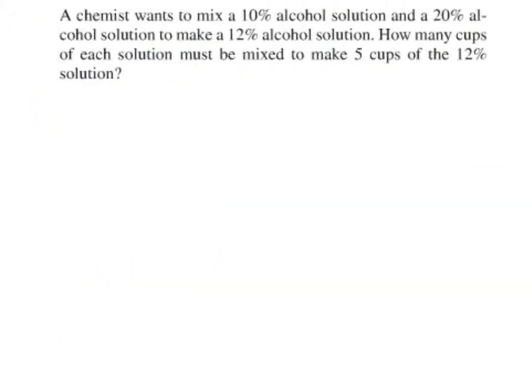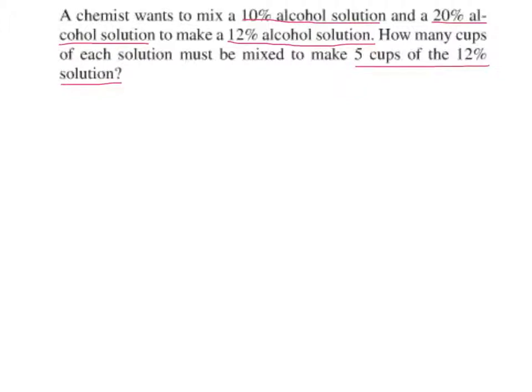This last example is called a mixture problem. In this case, we're mixing two things together to create an end result. In this problem, a chemist wants to mix a 10% alcohol solution together with a 20% alcohol solution to end up with a 12% alcohol solution. The question wants to know how many cups of each must be used in order to make 5 cups of the final 12% solution.